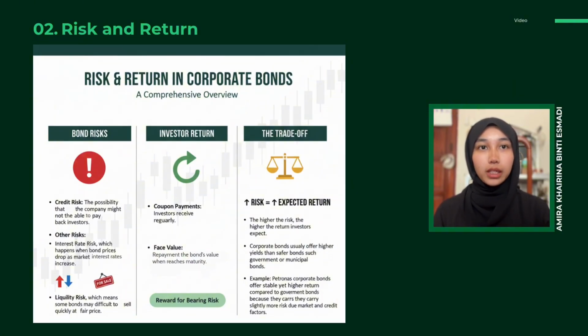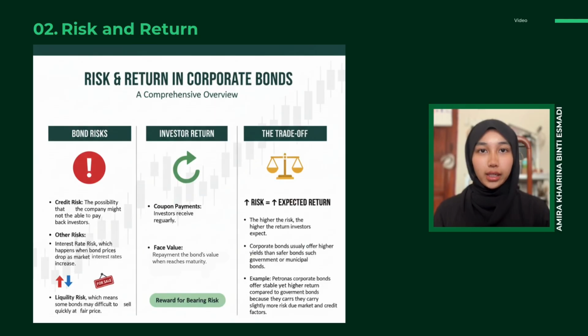For example, interest rate risk, which happens when bond prices drop as market interest rates increase. And then there is liquidity risk, which means some bonds may be difficult to sell quickly at a fair price. Because investors take on this risk, they expect a return, which comes mainly from the coupon interest payments and the repayment of the bond's face value at maturity.